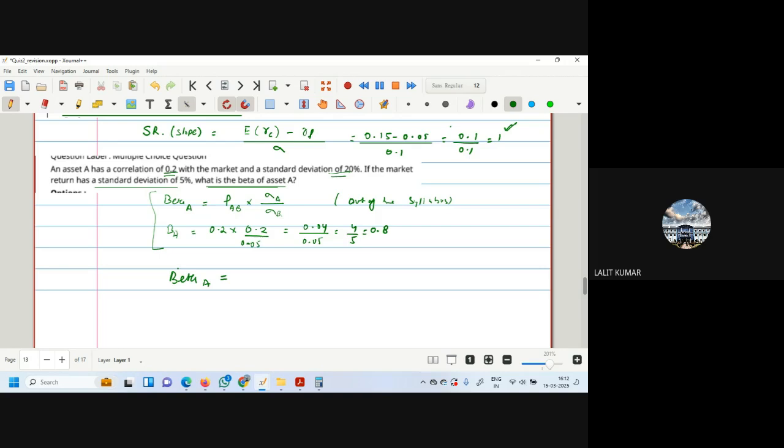Beta of A is equal to the correlation coefficient of AB into sigma A over sigma B. So this is the formula. Please remember this formula. So this will become beta AB is 0.2 into 0.2 over 0.05. This will become 0.8. Is this okay? Beta formula?